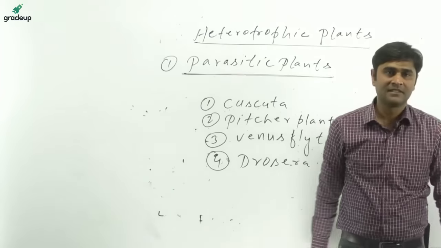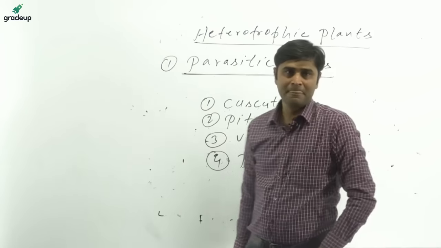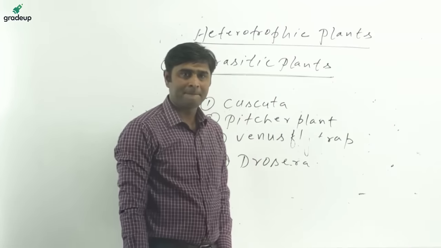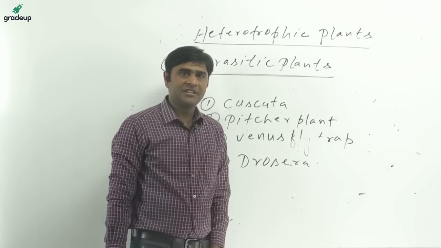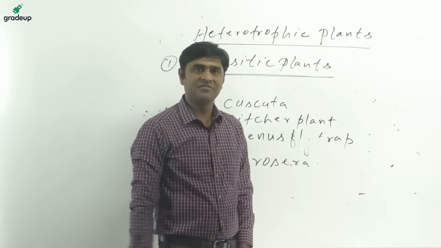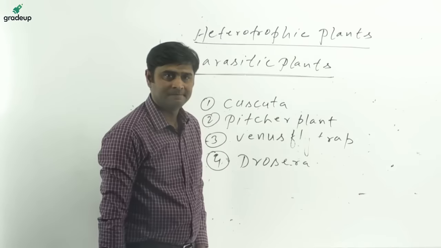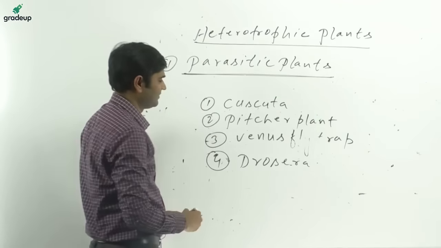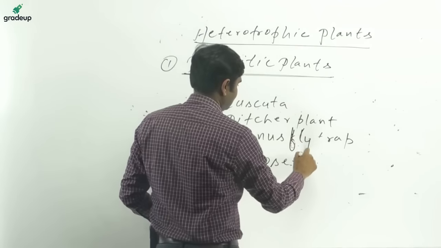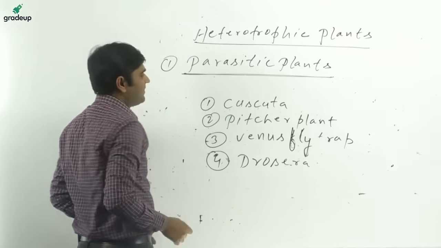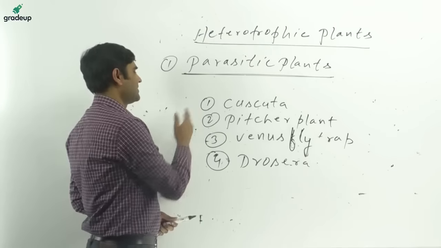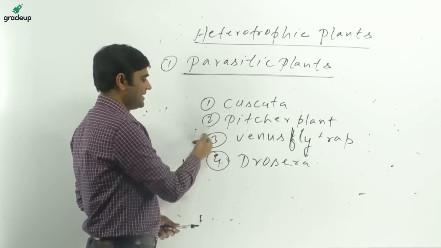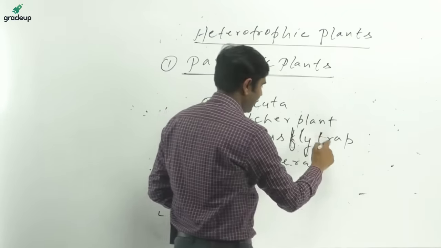Okay. Sikandar Kumar, algae, yes. Ocean is the maximum source of oxygen. Absolutely right, guys. Now give me the answer of this question, guys. Question is, which of the following is a parasitic plant? Options are Cuscuta, pitcher plant, Venus flytrap, Drosera.